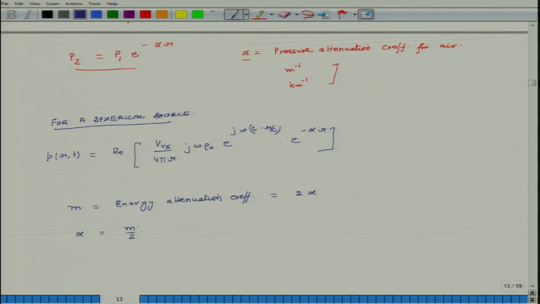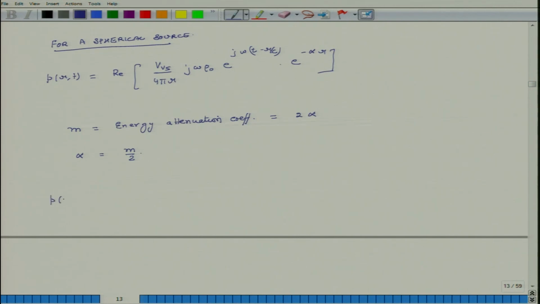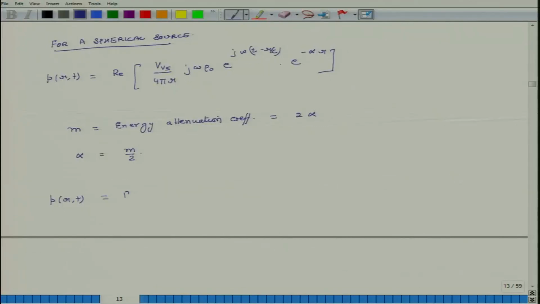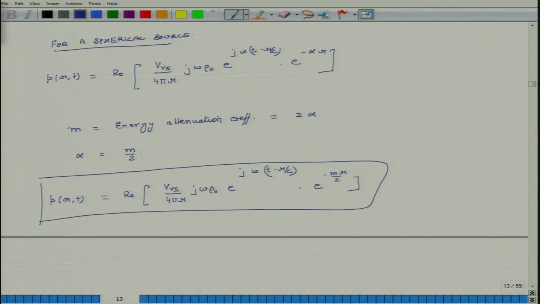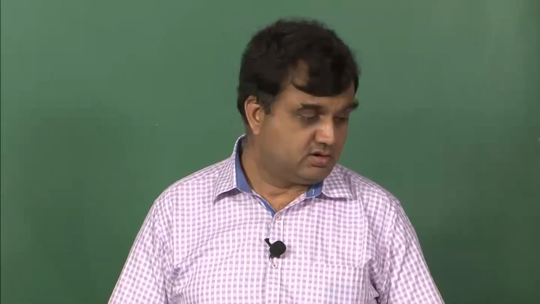If I do this, then I can again express the pressure due to spherical waves produced by a spherical source, and that is equal to real of V_s divided by 4 pi r, j omega rho naught e to the power of j omega (t minus r over c), times e to the power of minus mr over 2. Okay. So, with this understanding, we will proceed to the next topic.